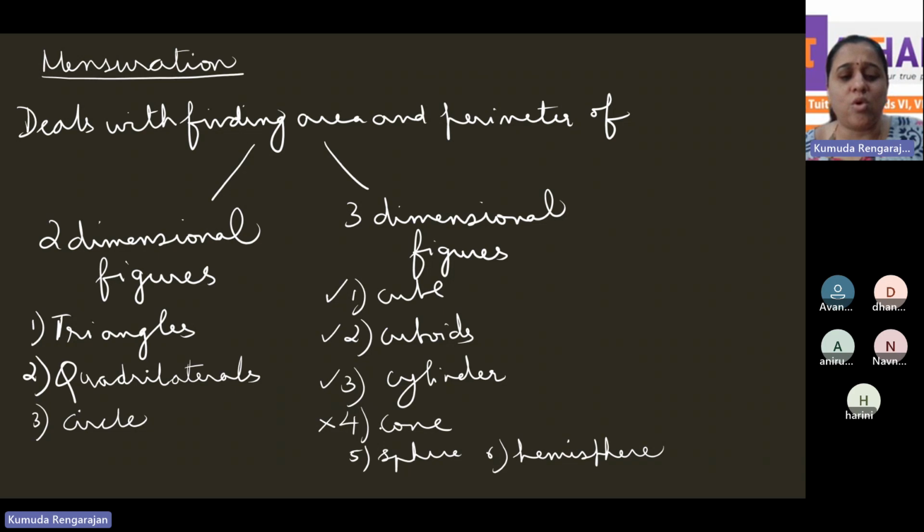So cone, sphere, and hemisphere is not for 7th standard. We'll see if we have to do it. If all of us are interested to learn, we'll do it. Otherwise, we'll stop with cuboids and cylinders. So this is what we are going to deal with in mensuration.